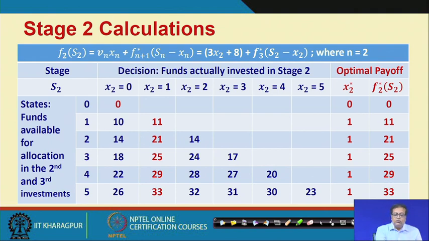If you invest 1, what is the return that you are going to get? The return for this investment is 3x2 plus 8, that should be 11, because x2 equals 1. So, 3x2 plus 8 should be 11.